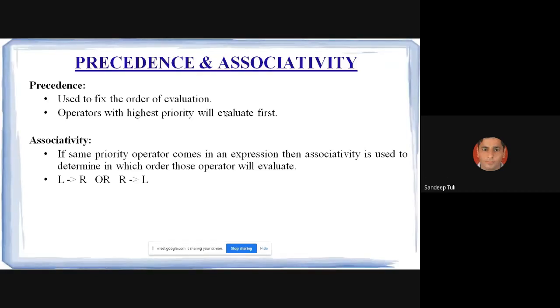BODMAS rule ध्यान होगा सब लोगों को. BODMAS, BODMAS. So first Bracket open, then divide, division, multiplication, addition, and subtraction. So this is what the precedence means actually. Precedence means कि higher priority operators will operate first. Higher priority operators will evaluate first.